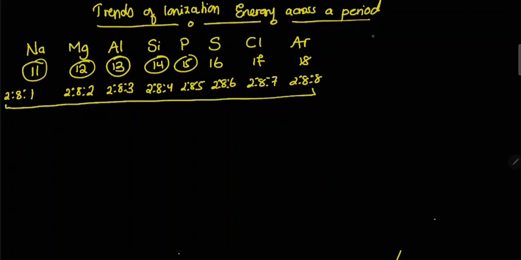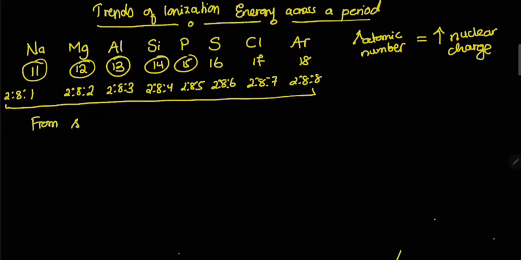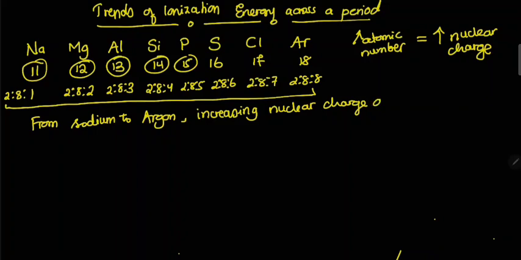Now, if we increase atomic number, we are also going to be increasing the nuclear charge. So from sodium to argon, we are increasing what? We are increasing nuclear charge. Why? Because of the addition of protons.